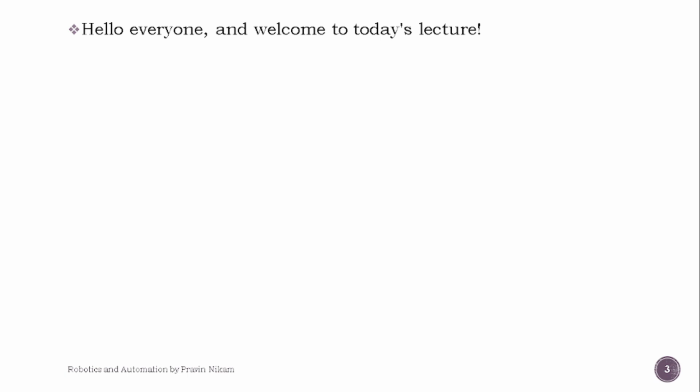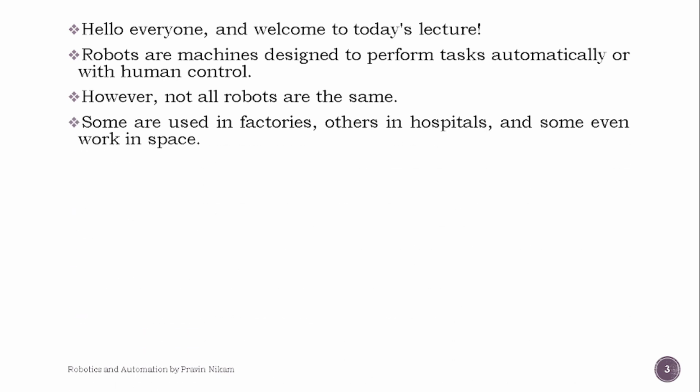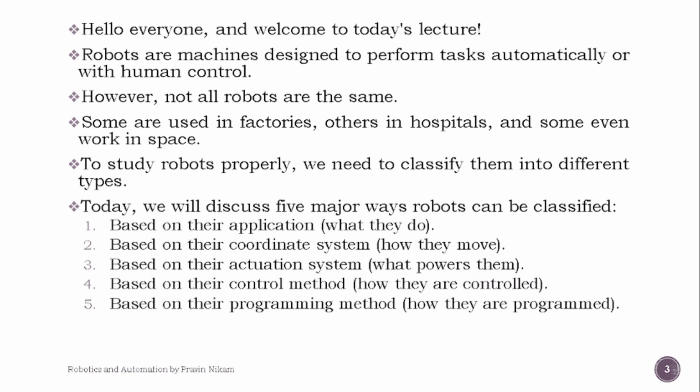Hello everyone and welcome to today's lecture. Robots are machines designed to perform tasks automatically or with human control. However, not all robots are the same. Some are used in factories, others in hospitals, and some even work in space. To study robots properly, we need to classify them into different types.